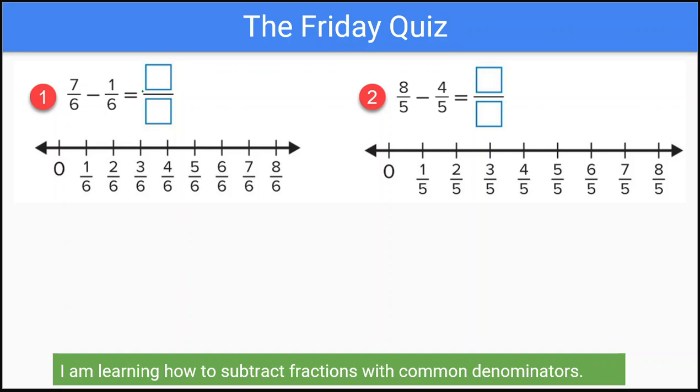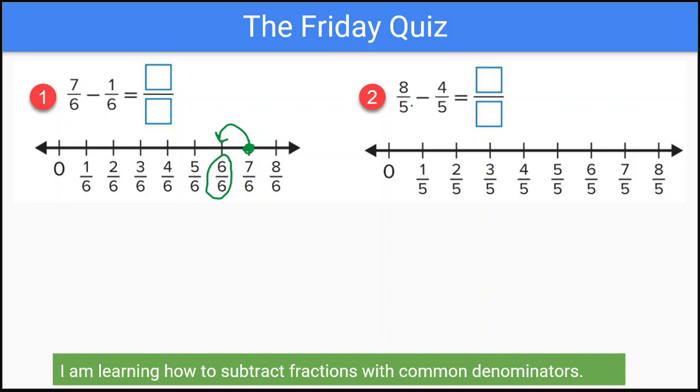Okay, here's what's on the Friday quiz here. I'm just going to do one of these right here. Okay, we got 7/6 take away 1/6. Now, they went too far on the number line right here, and that's fine. I mean, it goes on forever, doesn't it? But we're going to start at 7/6 right here, and we're going to go back 1/6. We're going to take 1 away. Where do you end up? Right, you end up at 6/6, and that's equal to 1 whole.